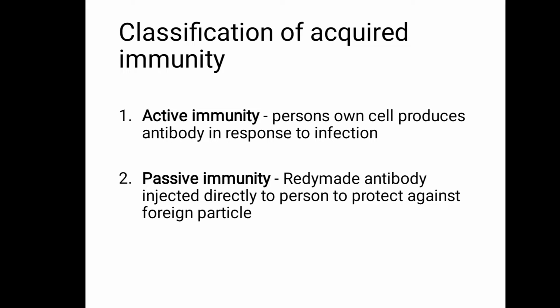So what is active immunity? Active immunity is where a person's own body produces the antibody in response to the infections. That we call active immunity. As it takes time to develop the antibody inside the person's body, it is a slow process. It may take hours, days, weeks, or even years in certain conditions.